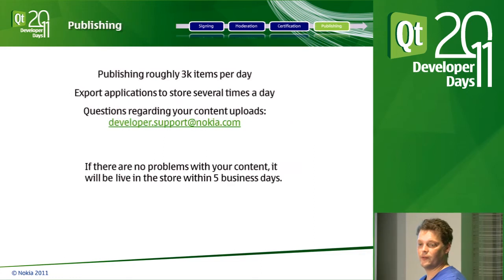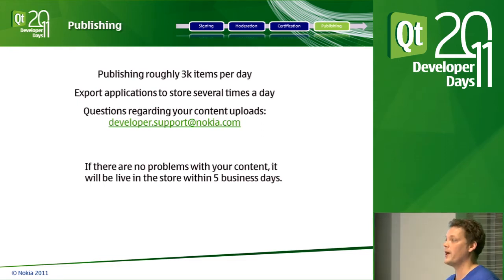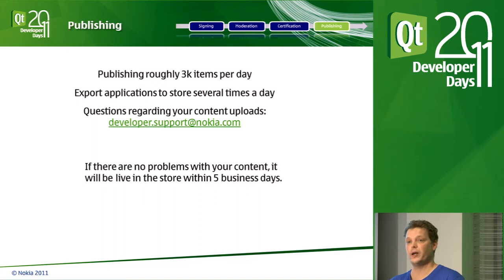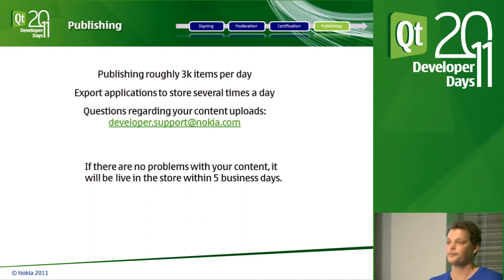So once all signing, moderation, and certification teams are happy, it goes to the publishing phase, which is just production signing and exporting it. As you can see, we're releasing about 3,000 items a day, and the export windows are about every 4 hours over, obviously, the 24-hour period.